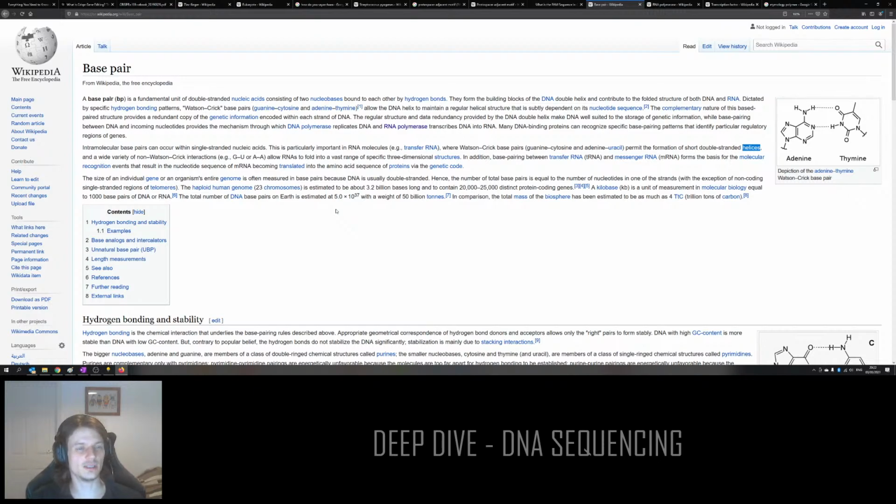Intramolecular base pairs can occur within single-stranded nucleic acids. This is particularly important in RNA molecules, where Watson-Crick base pairs permit the formation of short double-stranded helices, and a wide variety of non-Crick interactions allow RNAs to fold into a vast range of specific three-dimensional structures. Okay. In addition, base pairing between tRNA and mRNA forms the basis for the molecular recognition events that result in the nucleotide sequence of mRNA becoming translated into the amino acid sequence of proteins via the genetic code.